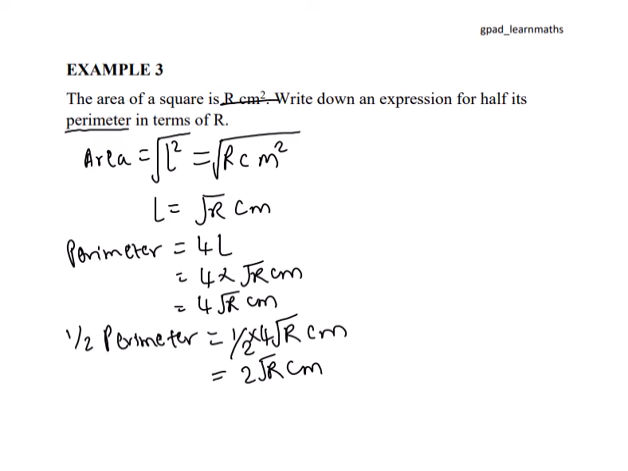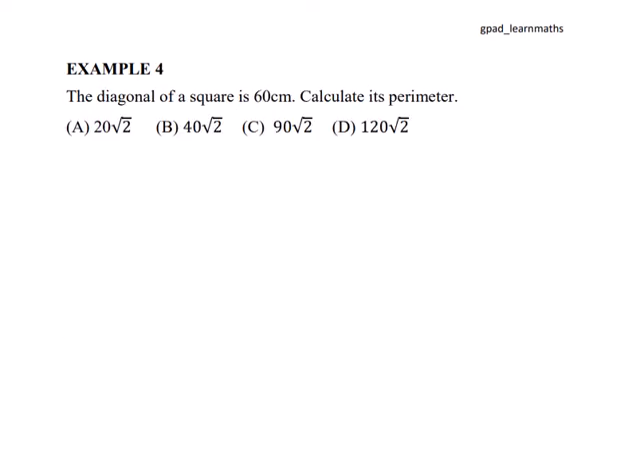Now we proceed to the next example. The diagonal of a square is 60 centimeter. Calculate its perimeter. So what do I have to do here first? Let me just draw a square and then show you the diagonal. So this is a square, and this is the diagonal. Of course, all the angles in a square are right angles.